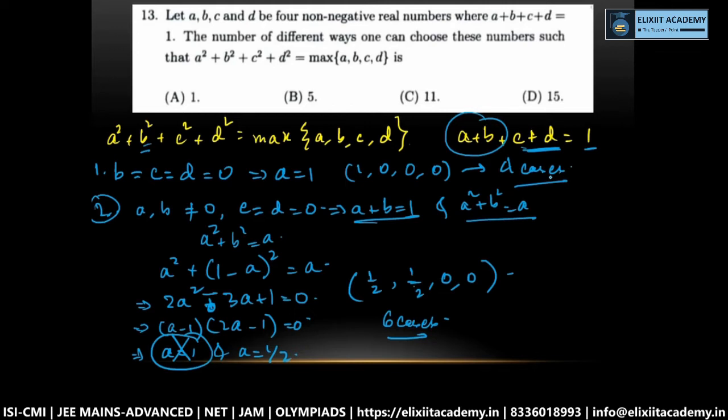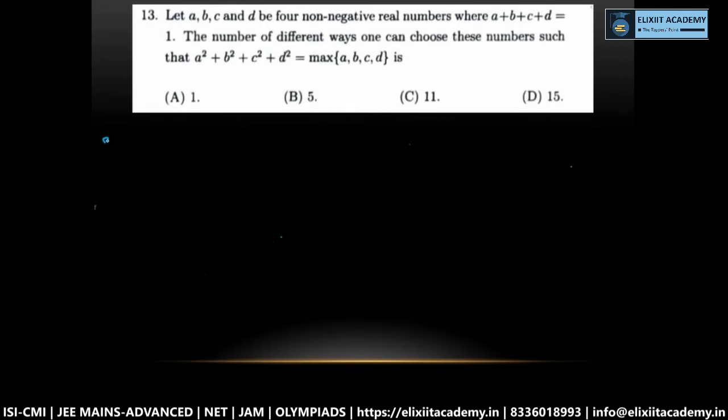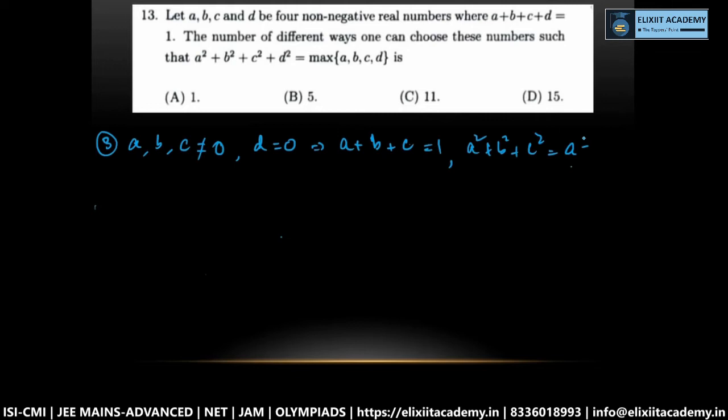What else? Now we have one more case, the third one. In the third case, A, B, and C are not equal to 0 and D is equal to 0. This means A plus B plus C is equal to 1. By the assumption that A is greater than B, we can say that A square plus B square plus C square is equal to A.